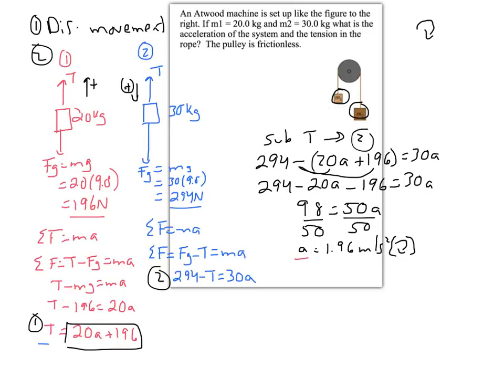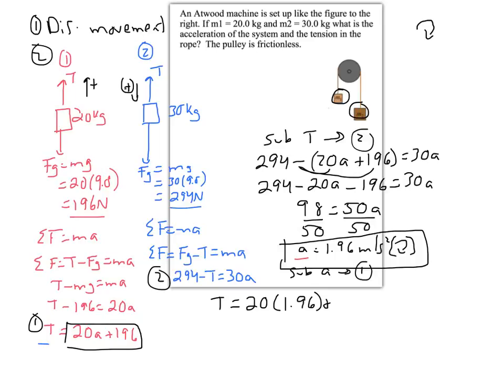Now the next step is we need to sub A into one of the equations. Let's pick equation 1. So we'll sub A into equation 1, and we're going to do that to find T. So there's our answer for A. T is going to equal 20 times 1.96 plus 196. And that's going to give us a T value of 235 newtons. And there's our answer for T.